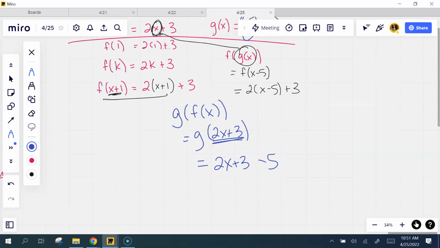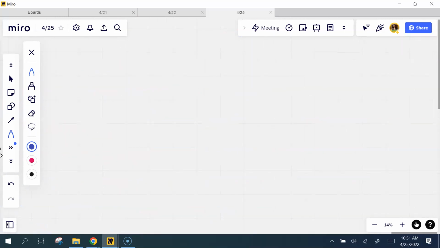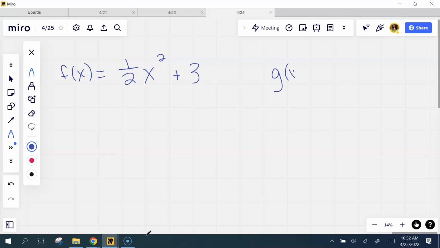Okay, let's do another of these compositions. The very last page is blank. You might want to flip over there. I think I need to take just a minute to further explain composition just a little bit. Let's switch up our f and our g. Let's say f of x is 1/2 x squared plus 3, and let's say g of x is x minus 1. See if you can figure out what f of g of x would look like.